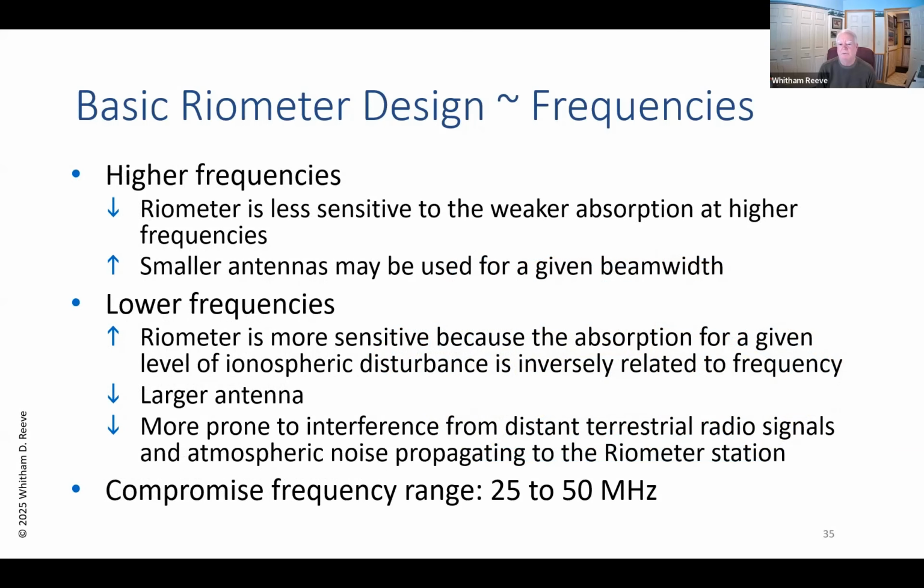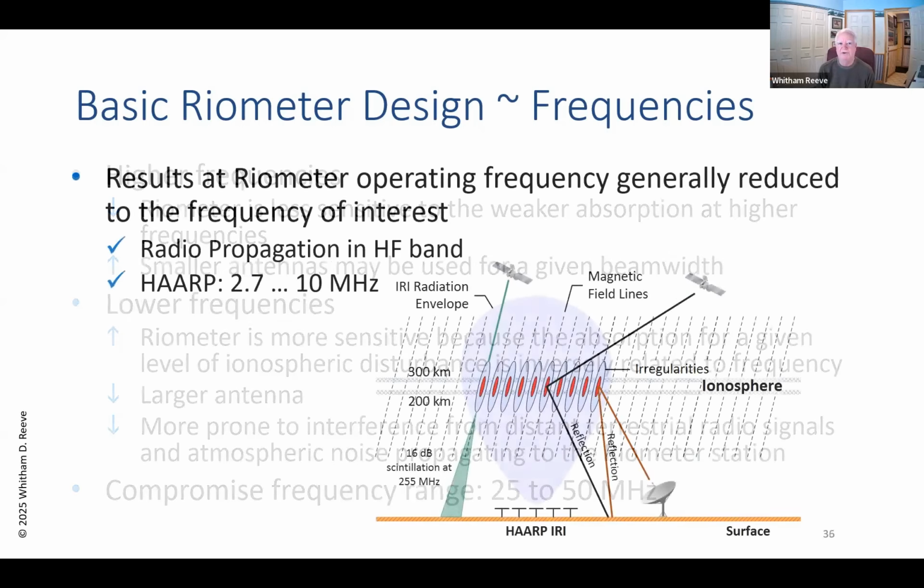And when you look at this and think about, okay, well, a lower frequency gives us more sensitivity, but that means a bigger antenna for a given beam width. And when you compare all of these alternatives, you come up with a compromised frequency range of riometers of 25 to 50 megahertz. So that's become kind of the standard range these days for riometers.